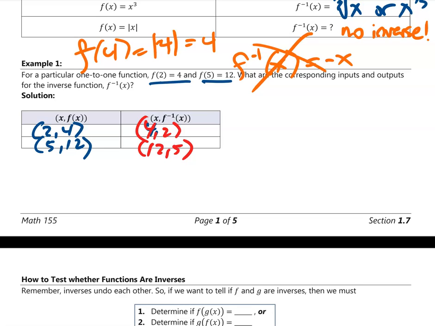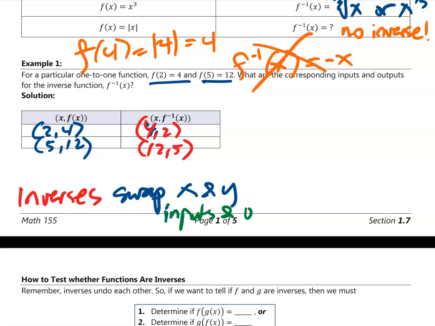So what do you notice here about the inverses? You're just switching x and y. So don't forget, inverses swap x and y, and the x are the inputs and y are the outputs. Okay, so take note of this. This is very important. So inverses swap x and y, or inputs and outputs.